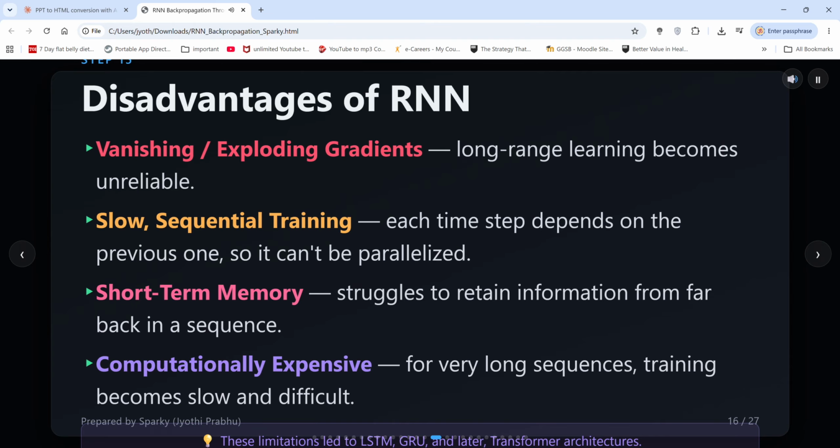Now that we understand vanishing gradients, let's talk about the broader disadvantages of RNNs. First, vanishing and exploding gradients make long-range learning unreliable. Second, RNNs process one time step at a time, so training is slow. We can't parallelize across the sequence like we can with other architectures. Third, RNNs have short-term memory. They tend to forget information from much earlier in a sequence. And finally, for very long sequences, RNNs become computationally expensive and difficult to train effectively.